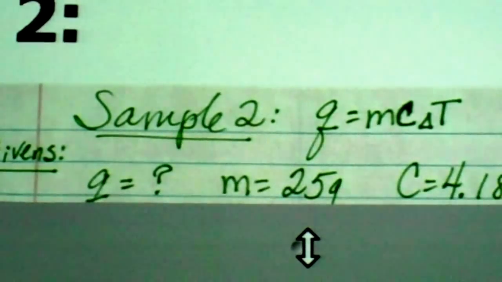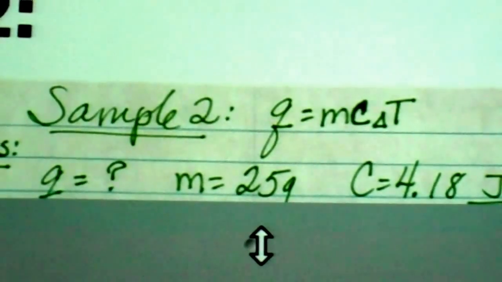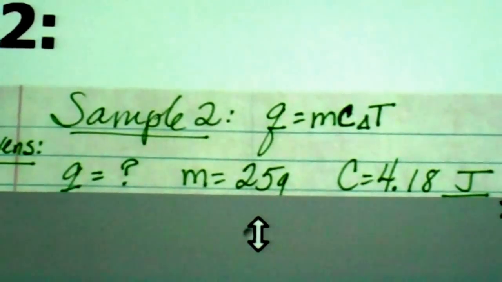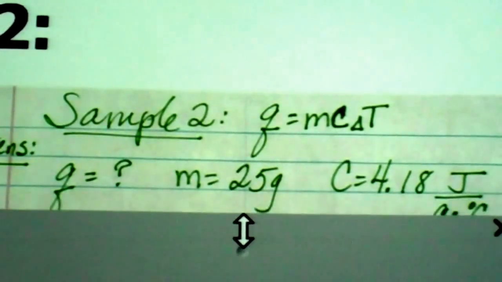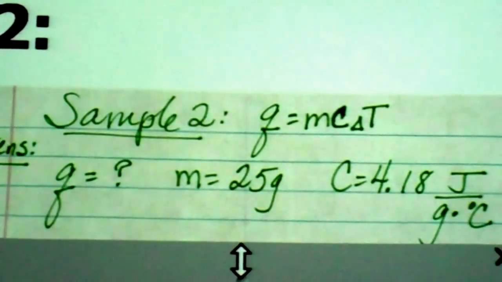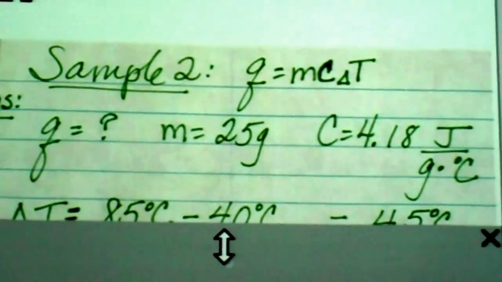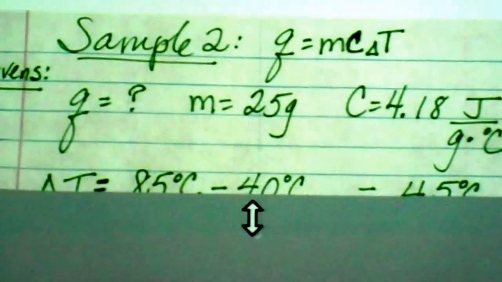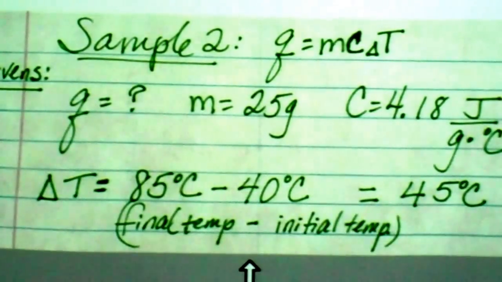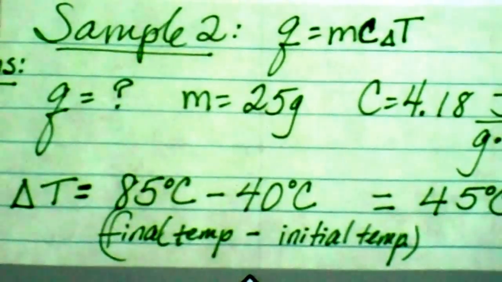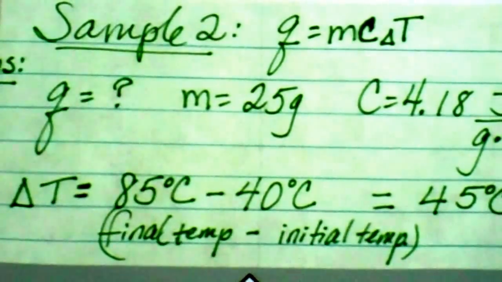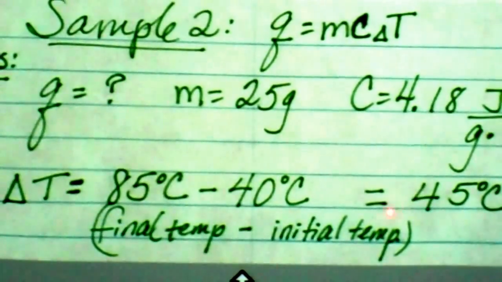Now, take a look. Q is our question mark. M is our 25 grams. C, the heat capacity is from the reference table, 4.18 joules per grams degree. And then we have delta T, which is a little bit different this time. This time, we're given a final and initial temperature. Therefore, you had to take the final temperature minus the initial temperature and get the change in temperature, which is our 45 degrees.